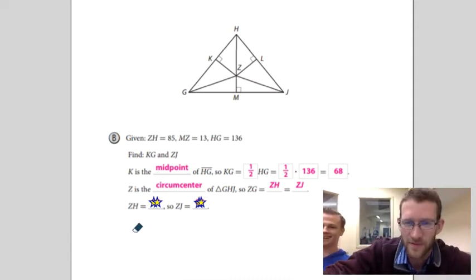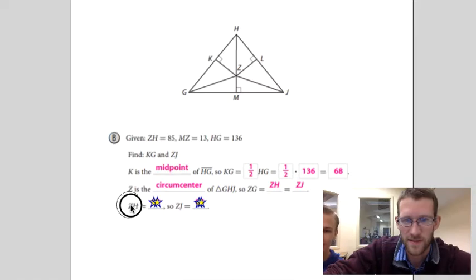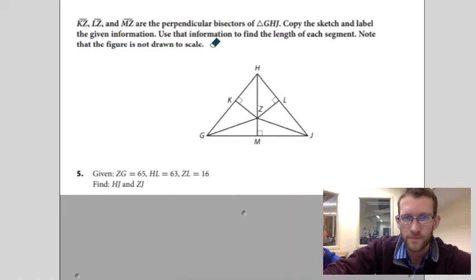All right, so finally, since this is equidistant from all three vertices, remember the song? These guys are all equal to each other. They're all 85.